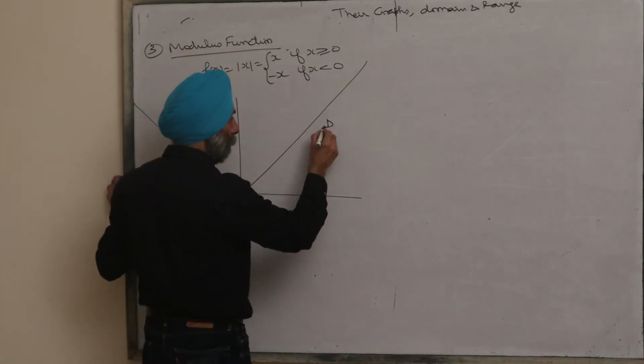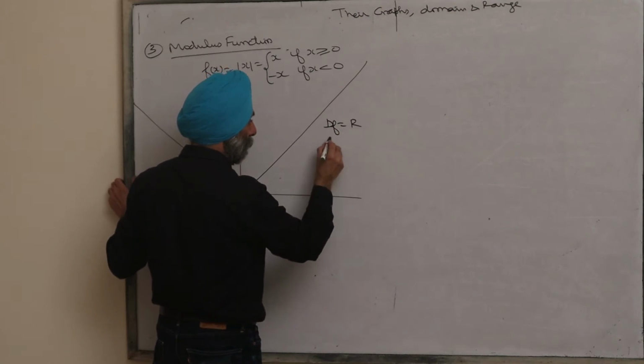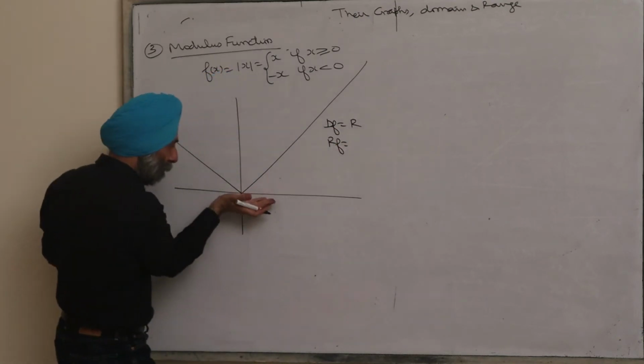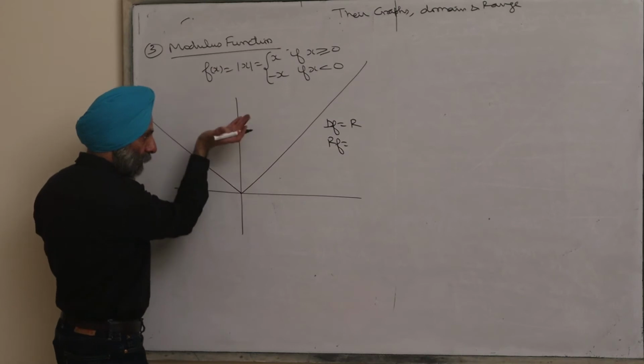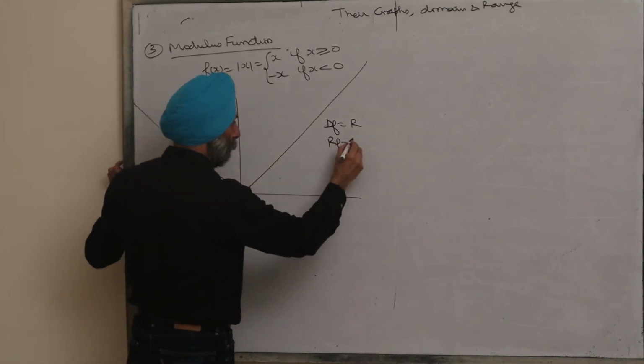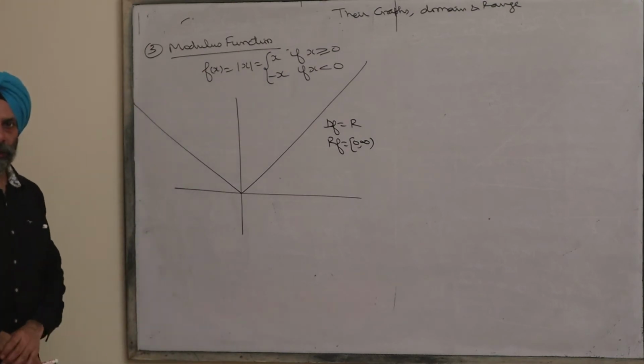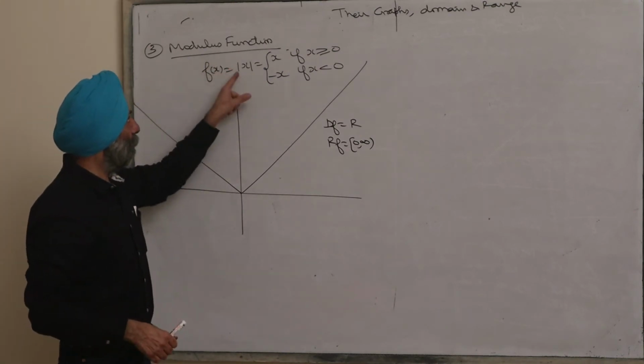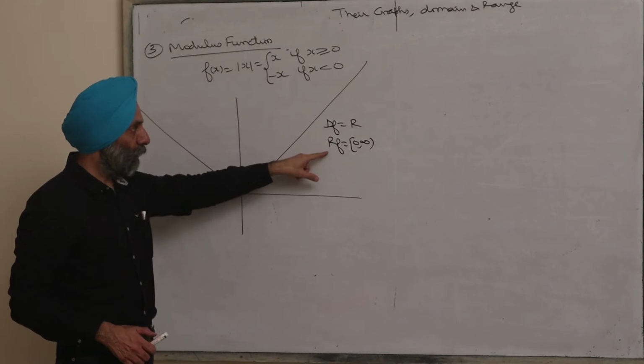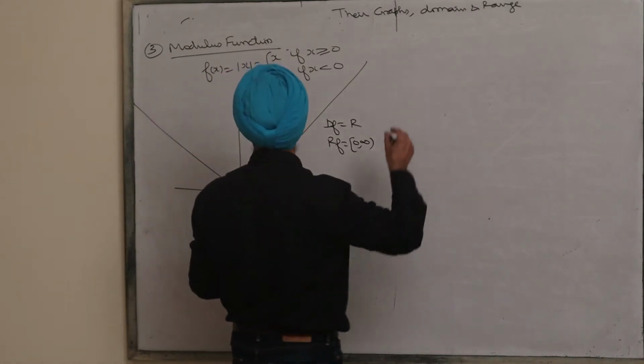So domain of this function is whole of the real line, range of this function. Since whole of the graph is above the x-axis or equal to 0, therefore it is closed interval 0 to infinity. So this is the graph of the modulus function, this is the domain, and this is the range.